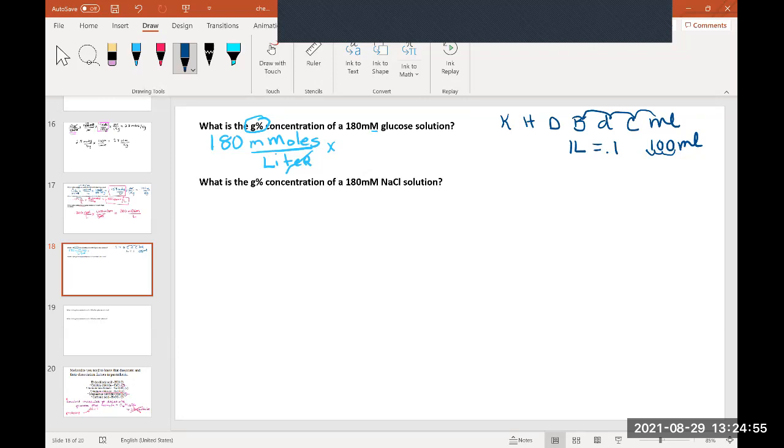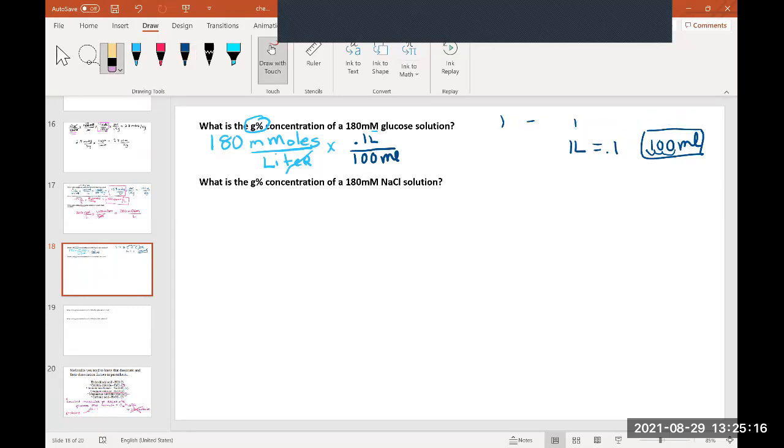So let's write that out. 100 milliliters would equal 0.1 liter. So 0.1 liter would be 100 milliliters. Now that's an important conversion. You should commit that to memory if you don't understand it from the King Henry slider.